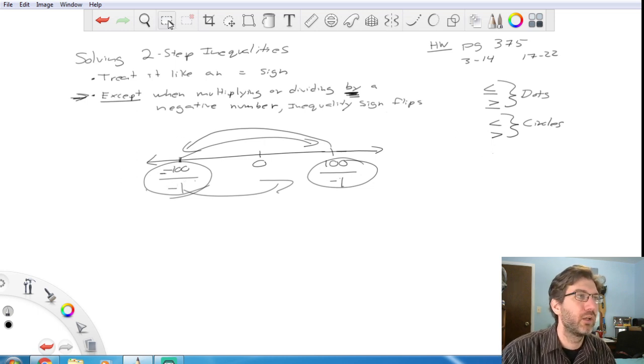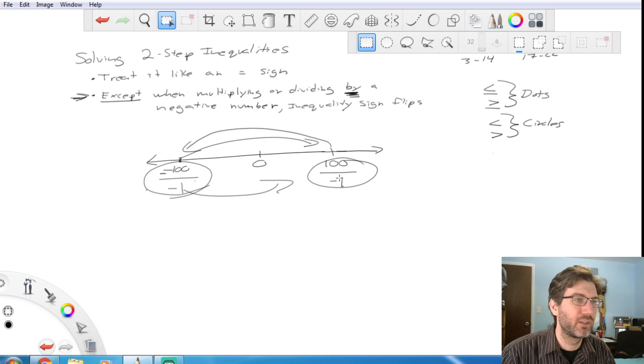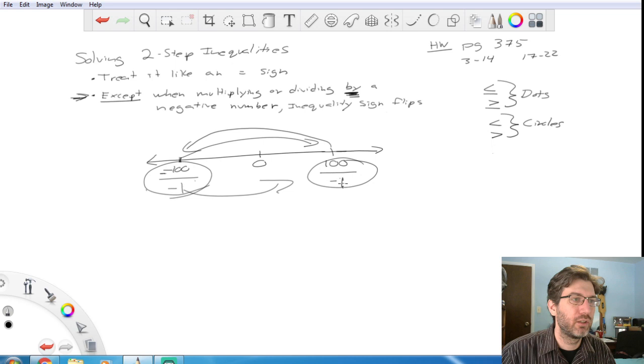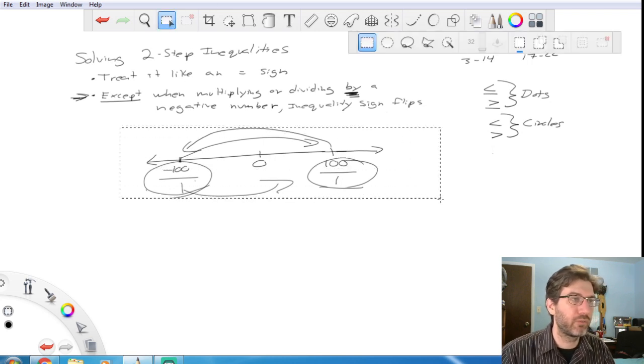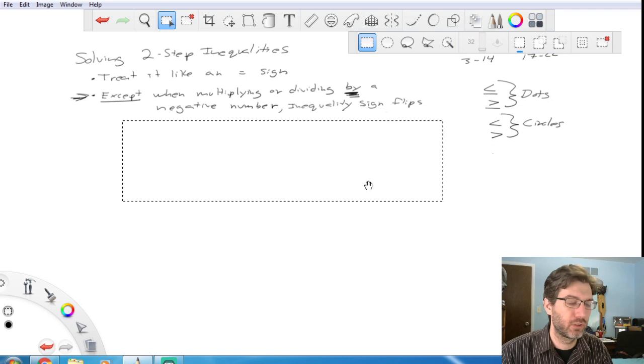When you multiply by positive numbers, right? If this was multiplied by a positive 1 or divided by a positive 1, it would stay positive. So you're not changing it. If this was multiplied or divided by a positive 1, it would stay negative. So it doesn't change the sign. So it only happens when you multiply or divide by negative numbers.